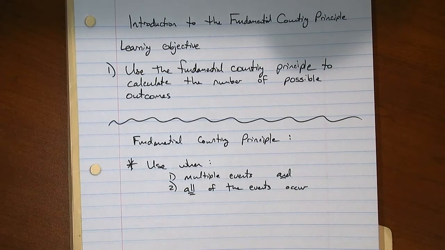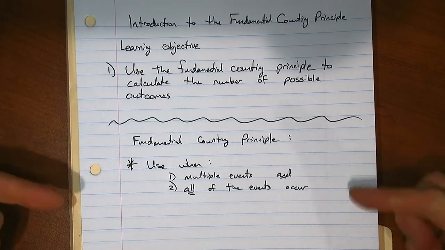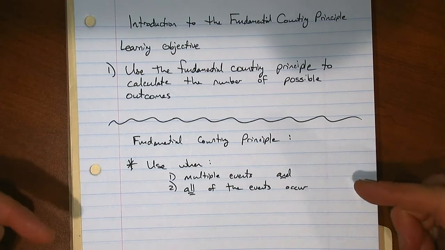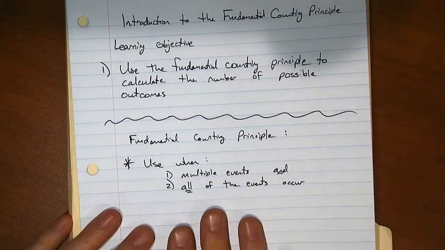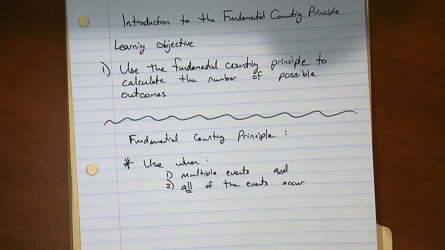But if it's something where you see the word or popping in, like you roll the die and you get a 1 or you get a 2. You get a 1 on the first roll or you get a 2 on the second roll or something like that. When you see that word or, that's an indicator that the event being described doesn't have to happen every time. I just have to have one or the other of the events happen. So when you see that word or, the fundamental counting principle probably is not going to be the method you're going to use. We're looking for situations where we want all of the events to occur.